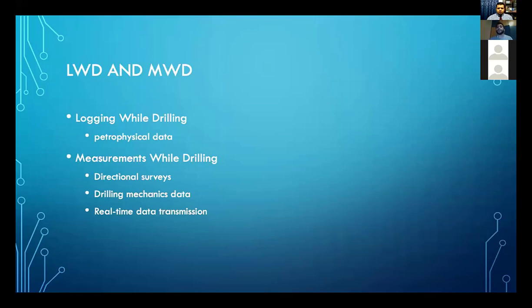So why are not all the data sent in real time? Let's have a look. The most common way is to send the data uphole by generating a pressure pulse in the mud column that's being pumped down the drill string. There are a few ways, we're not getting into details, but these pulses are decoded into bits.